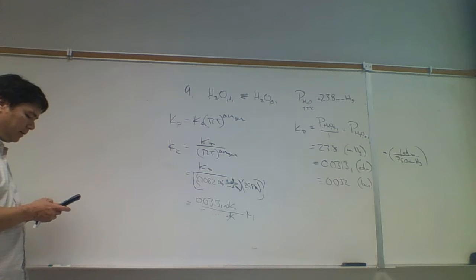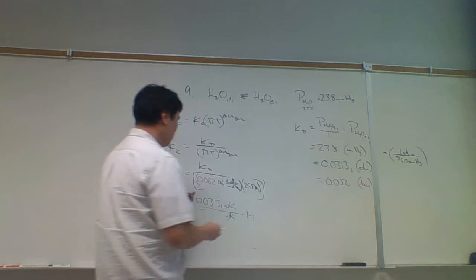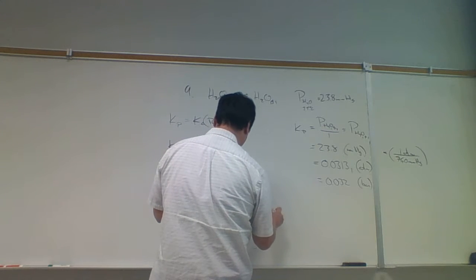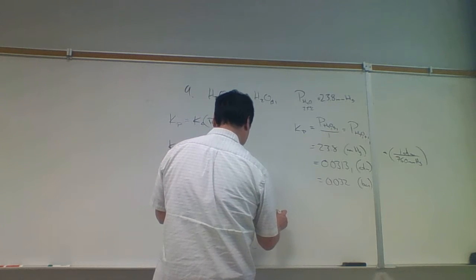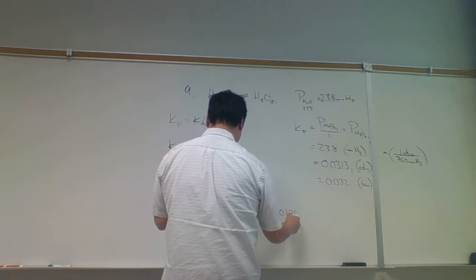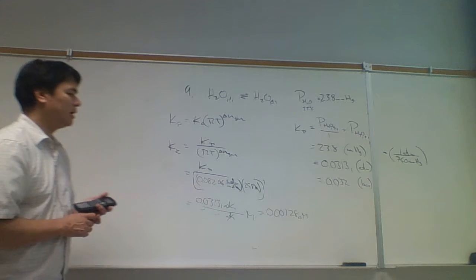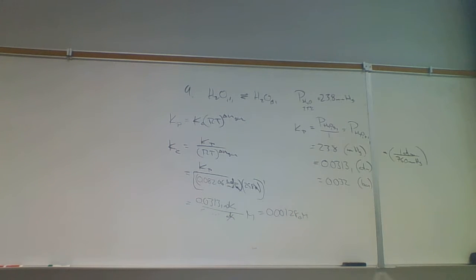I'll take that divided by 0.08206 divided by 298. And so Kc would be 0.00128 molar. That would be the molarity of the H2O gas. Since it is a gas, molarity is going to be low above the liquid.